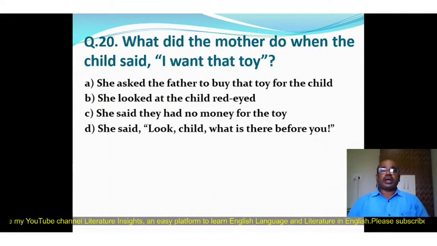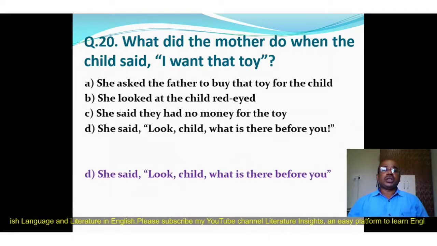Question number 20. What did the mother do when the child said, I want that toy? A. She asked the father to buy that toy for the child. B. She looked at the child red-eyed. C. She said they had no money for the toy. D. She said, look child, what is there before you? The correct answer is D. She said, look child, what is there before you?